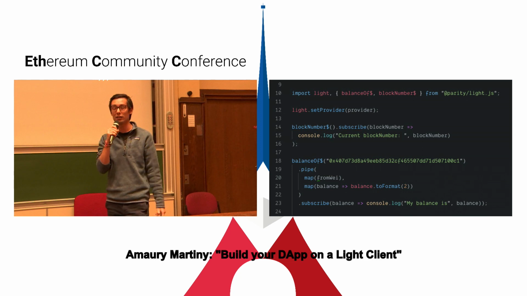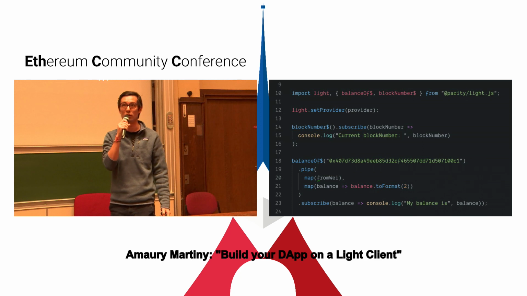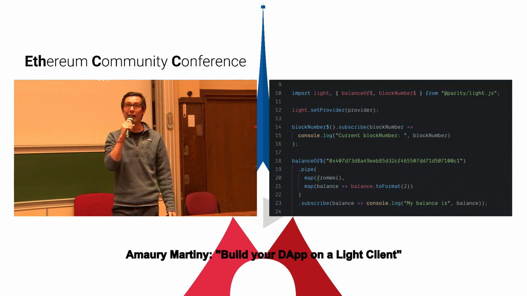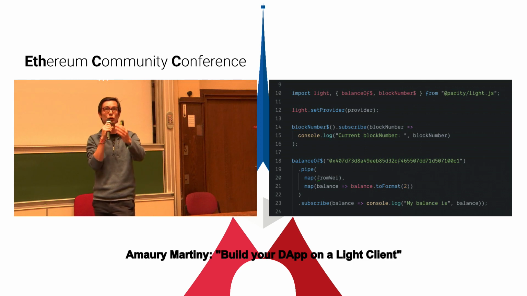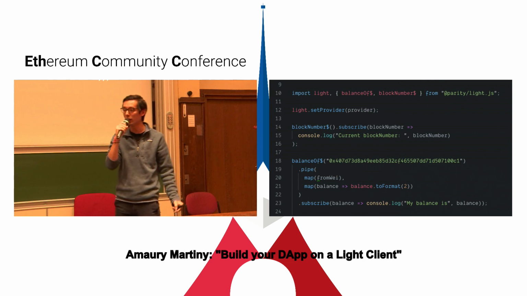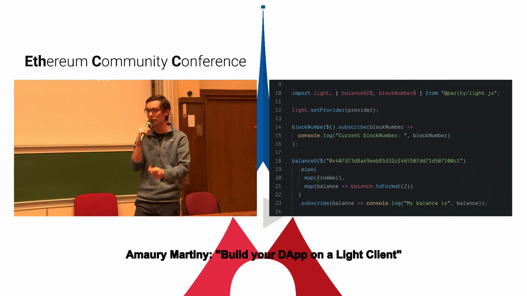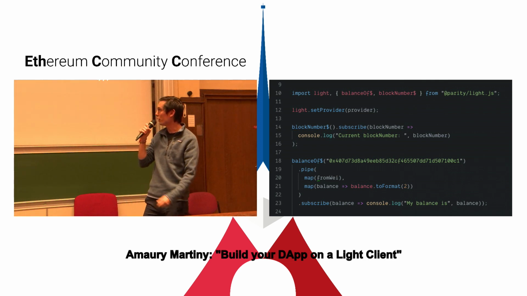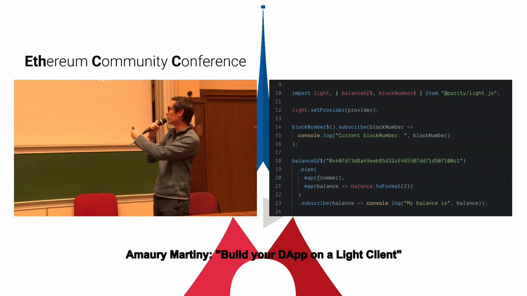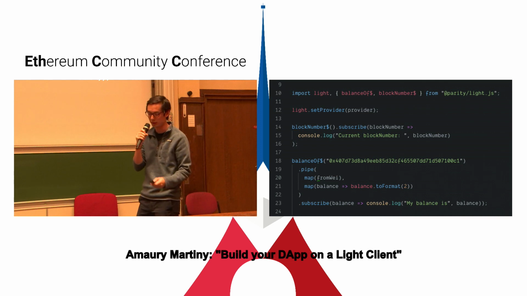Same thing for the balance function, which takes as parameter an address, a public address. And with observables, you can also pipe some functions, which means that you take the first value and you apply some functions in a sort of functional programming way. The result at the end, on the subscribe, will be the first result with all the functions passed through. So here we log the balance, and we format it a bit nicely with 2 digits.